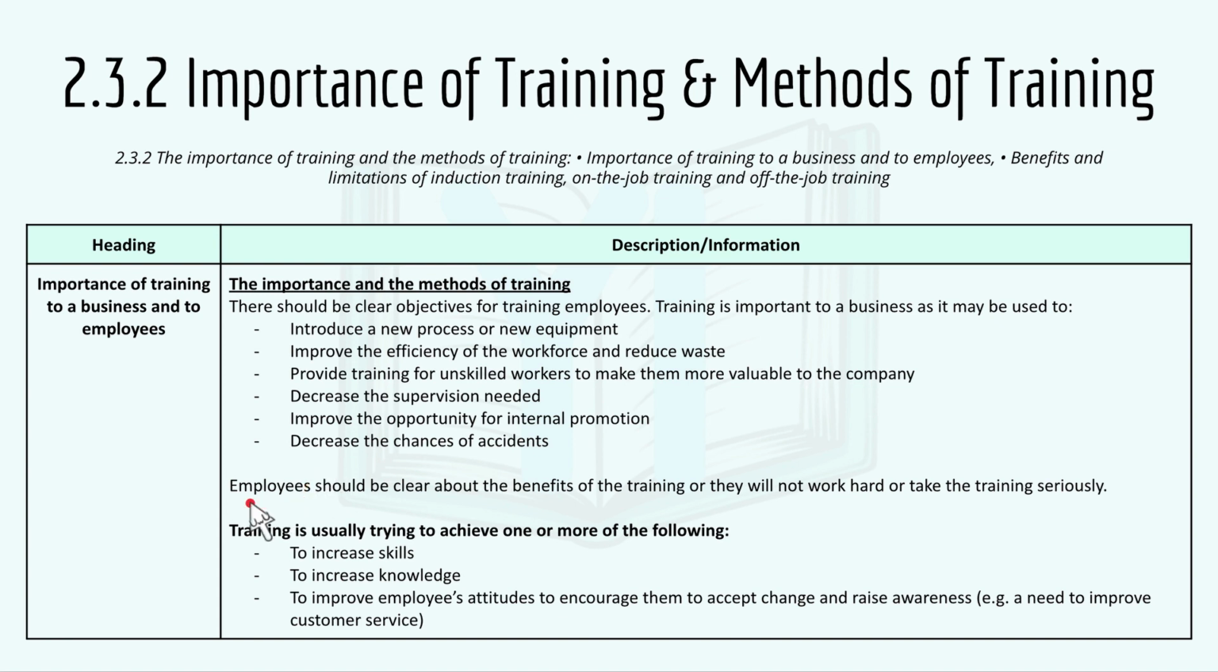And here's an important thing. Employees should be clear about the benefits of the training, or they will not work hard to take the training seriously. And training is usually trying to achieve one or more of the following. Number 1, to increase skills, to increase knowledge, or to improve employees' attitude to encourage them to accept change and raise awareness, like a need to improve customer service.